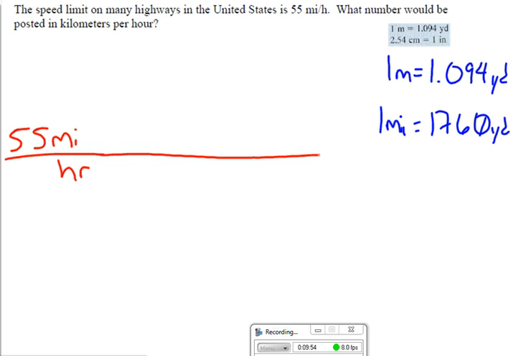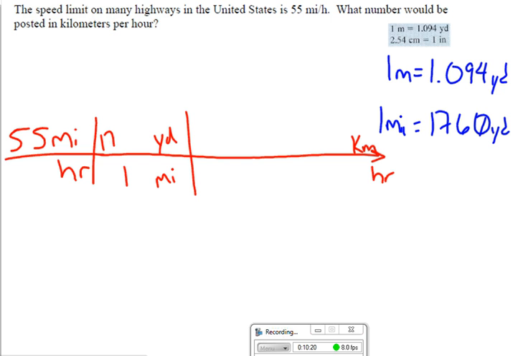So we're going to end up getting all the way over here. We want to end up with kilometers per hour. So again, we can't just go from miles to kilometers. We got to take a couple steps in between. We can get rid of miles and go to yards. So I'll put miles down here and put yards up here.